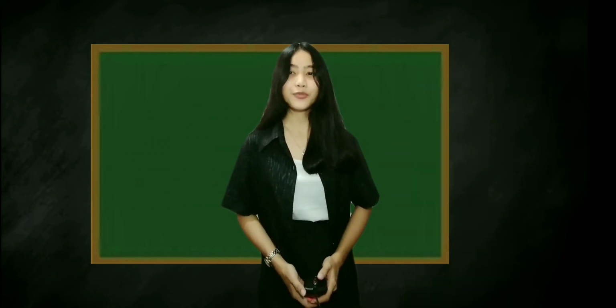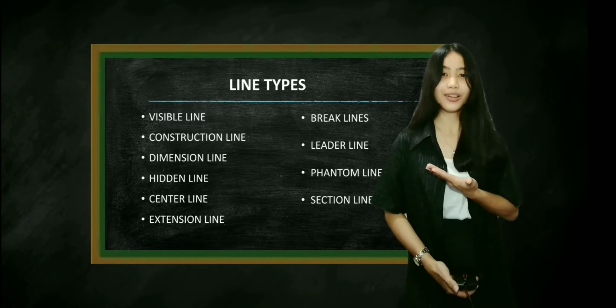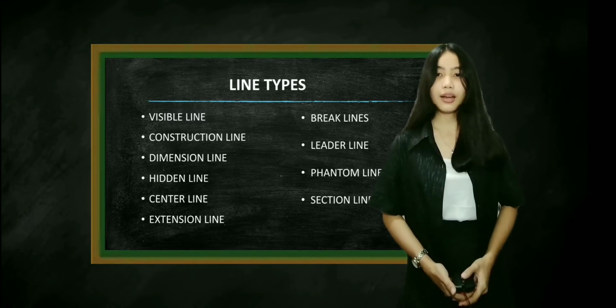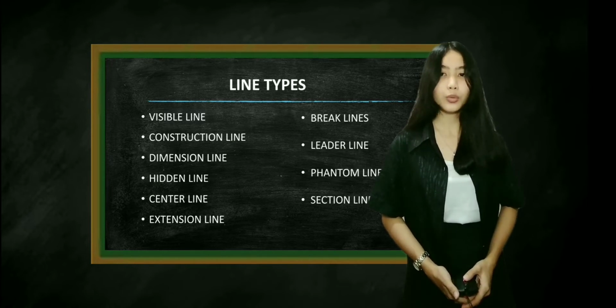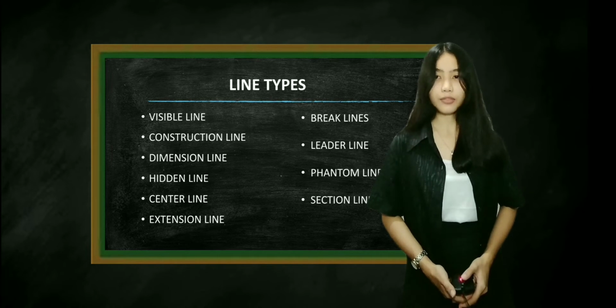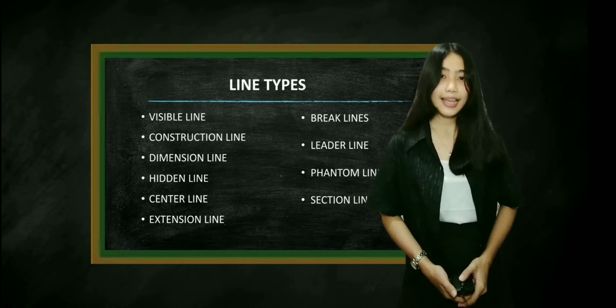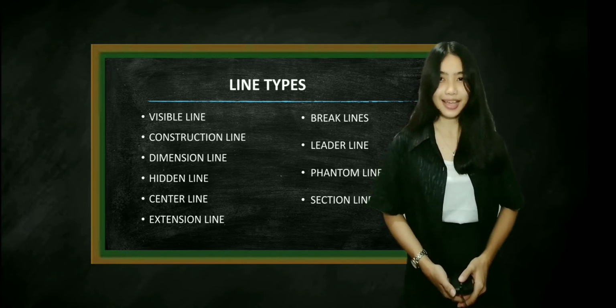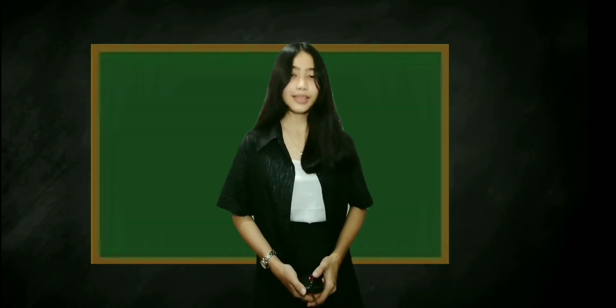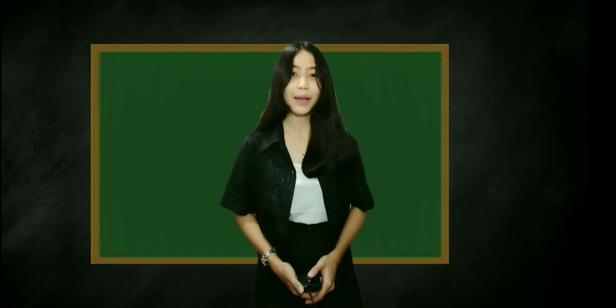Now, let's move on to the different types of line. So there are 11 types of line that we will be talking about. These are visible line, construction line, dimension line, hidden line, center line, extension line, cutting plane line, break line, leader line, phantom line, and section line. Now, let's discuss each line type with its uses and application.